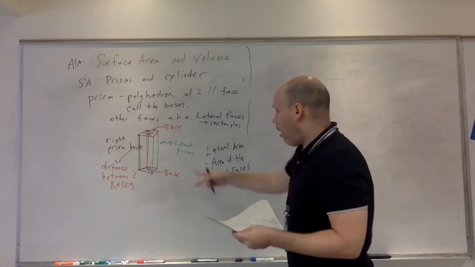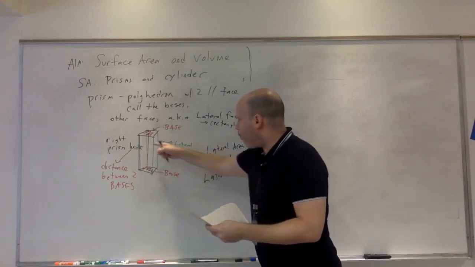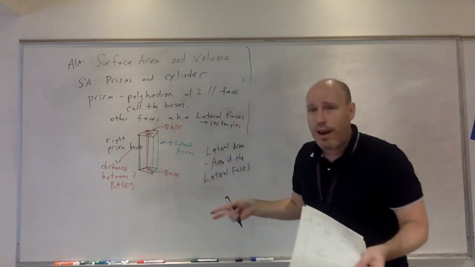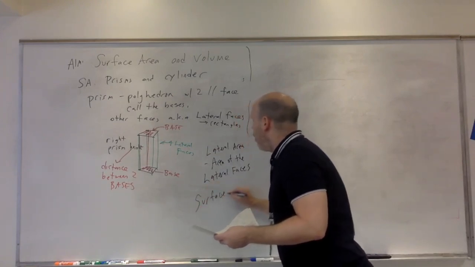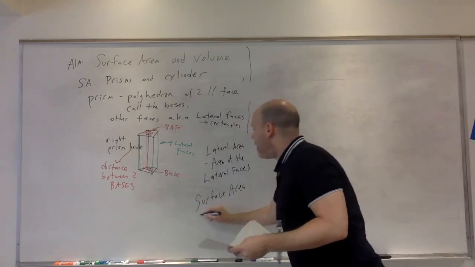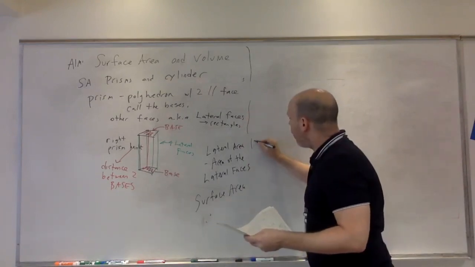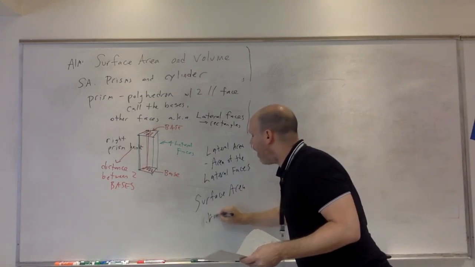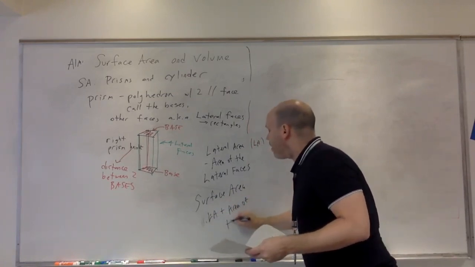And so you're like, okay, they're rectangles, so that's easy to find the area. And then what's the surface area? The surface area is the lateral area, let's call this LA, plus the area of the bases.